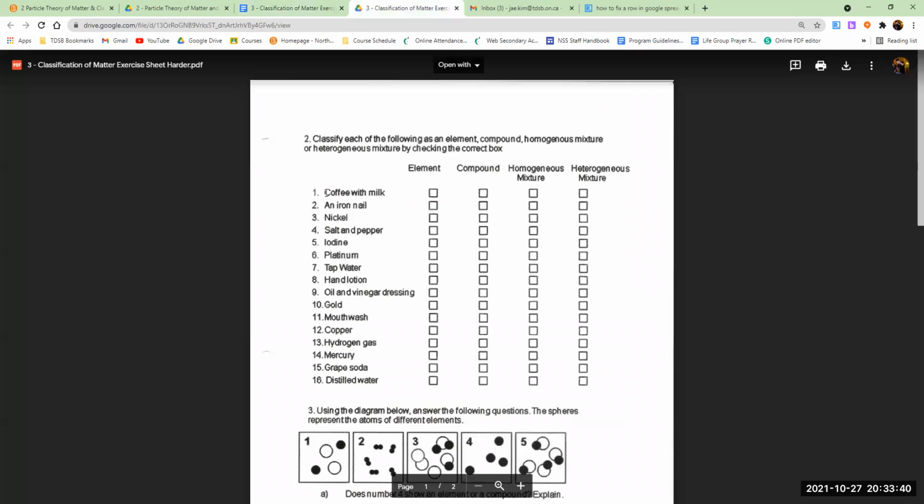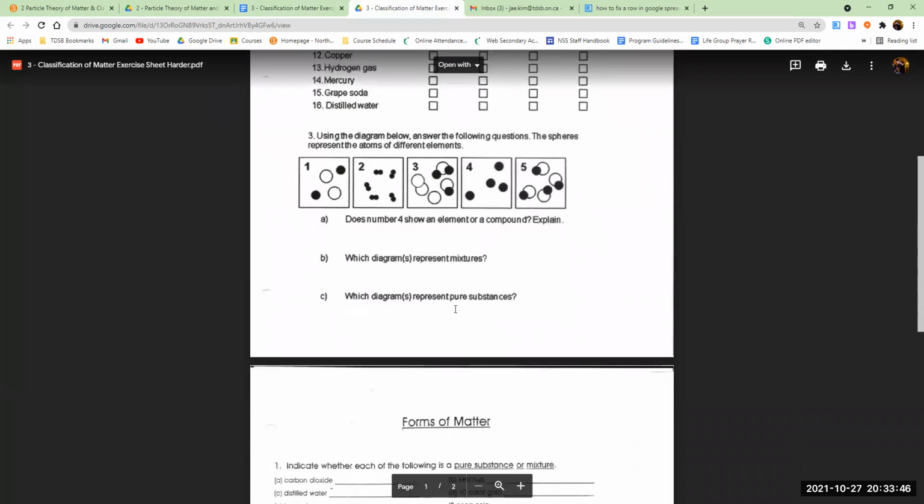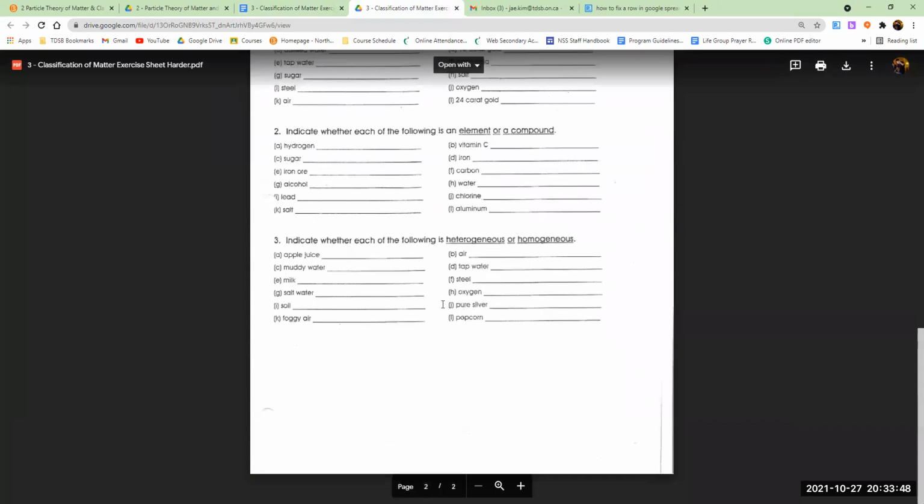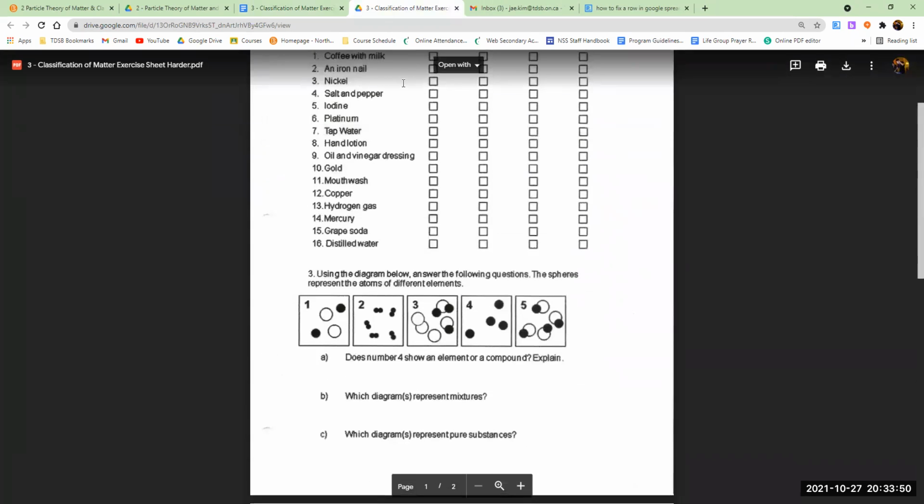Again, just take a look at the description and tell me if it's an element, compound, homogeneous, or heterogeneous mixture, and a bunch of questions here, a bunch of practice here. The answer key is already provided inside the classroom, so you can take a look.